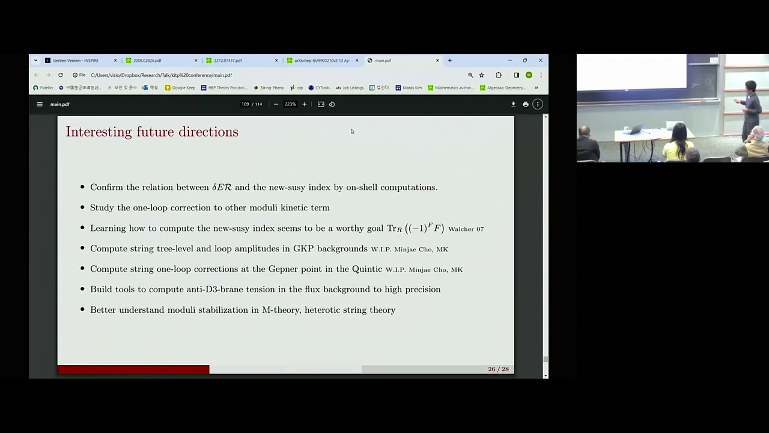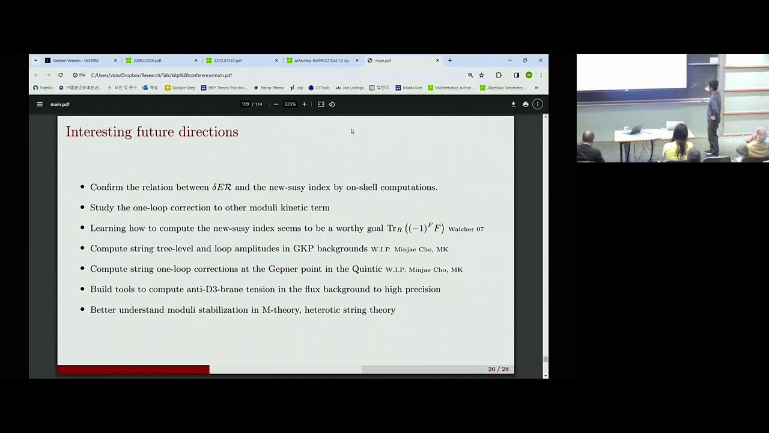I think it'd be really interesting to understand why this hidden protected quantity is appearing by doing some on-shell computations. It'd also be interesting to study more moduli, like Kähler moduli and complex structure moduli. What happens over and over again is that this new supersymmetric index shows up as a result of the computation. So it might also be really interesting to understand how to compute this in a Calabi-Yau compactification.